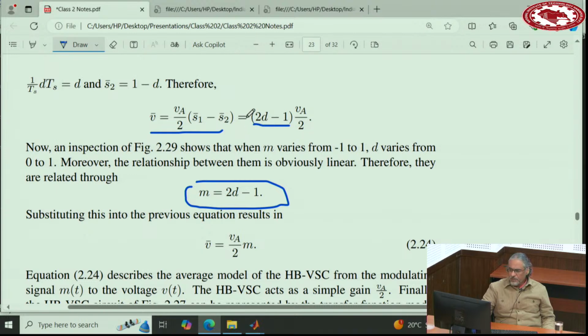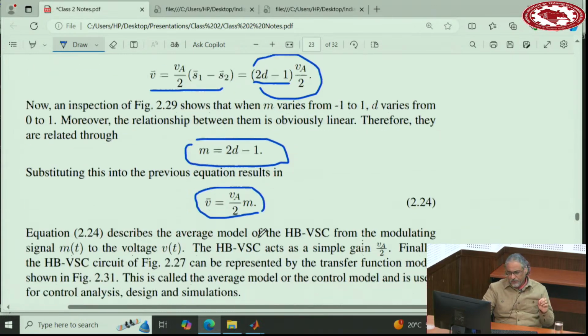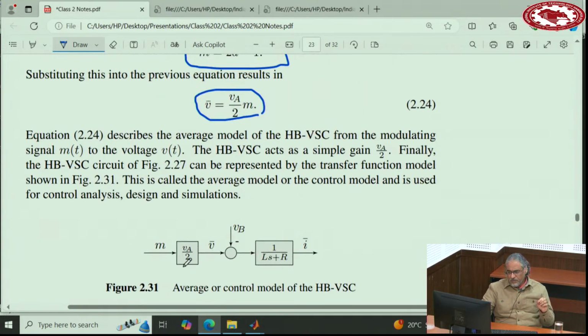So you can either use this equation, or if you want to use this equation versus M, you can use this equation. This is better because M is really the input to the PWM. M is the point that you control. Okay, so M times VA over 2, that is V bar, minus VB, divided by LS plus R, is I bar. So it is almost the same mathematical model, with the difference that we have VA over 2.